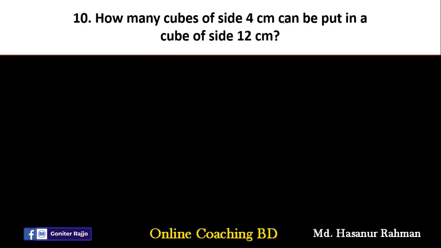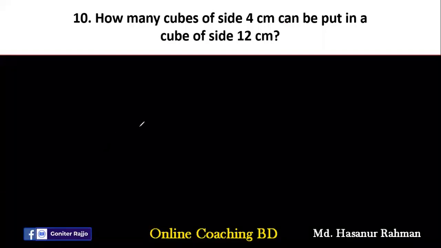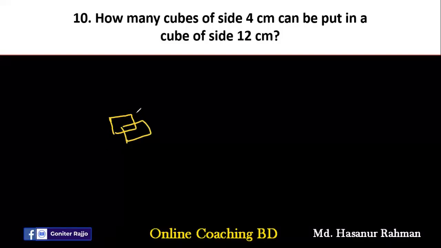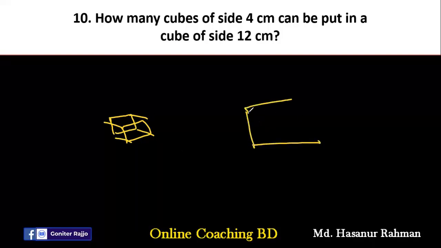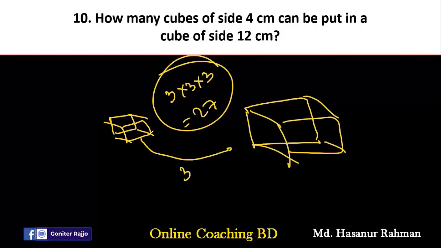Number 10 says, how many cubes of side 4 centimeter can be put in a cube of side 12 centimeter? So let's understand the question at first. Suppose this is a cube, and in this cube every side is 4 centimeter, and this is another cube. Here every side is 12 centimeter. Length of every side is 3 times right now.